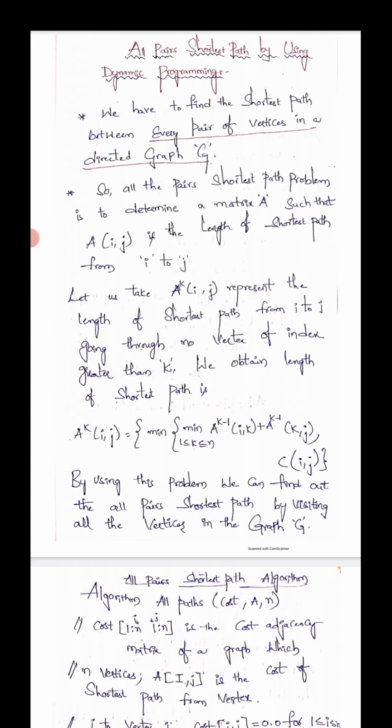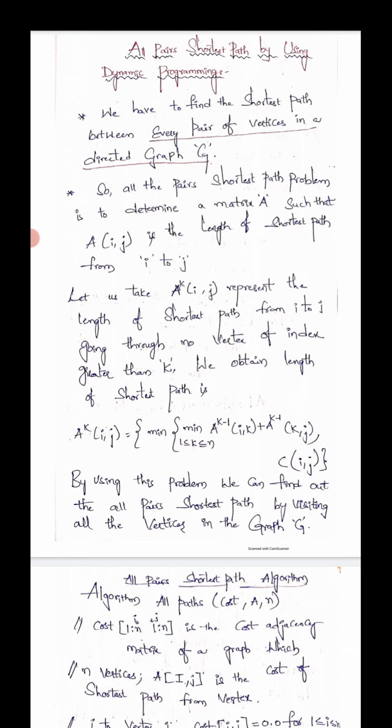Here let us take A power K of I comma J. What does it represent? It represents the length of the shortest path from I to J, going through no vertex of index greater than K. Listen carefully. So we need to attain the length of the shortest path.